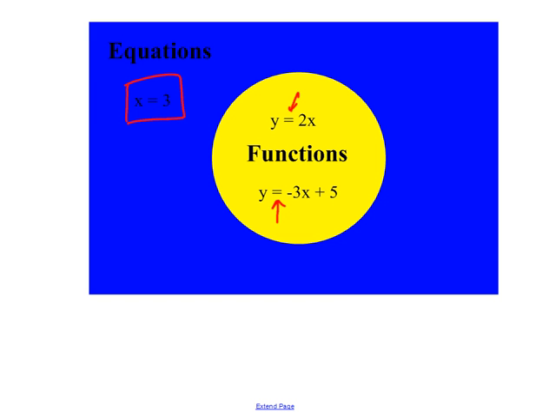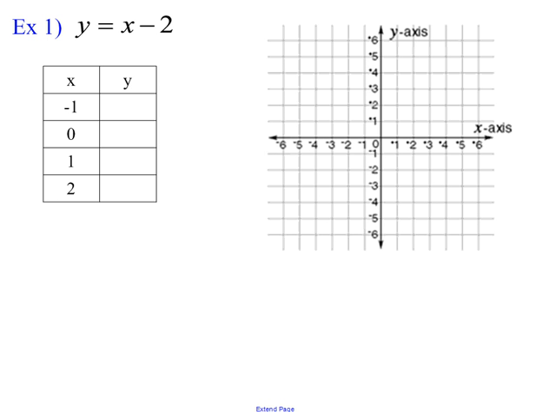So we need to keep in mind what a function is or is not while we're working on this. So let's start looking at a little bit of graphing here, just as a review. Example 1 is really a review of where we've been and what we know. We're going to take this x as our input and our y as our output and plug it into this equation here, y equals x minus 2.